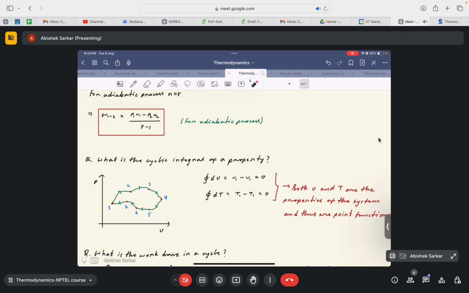Then what can you say about the cyclic integral of work? Would that be 0? Work or heat, would that be 0? This is the next question. Can you give a one-line answer to it? Or you can unmute yourself as well. It's completely fine.